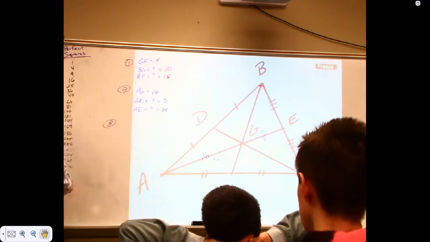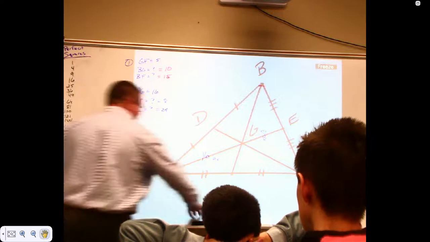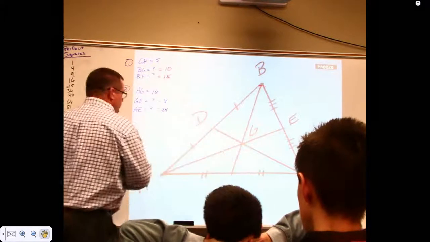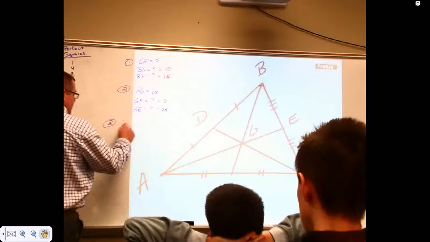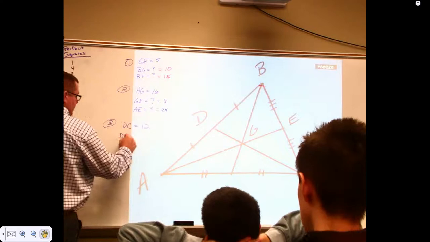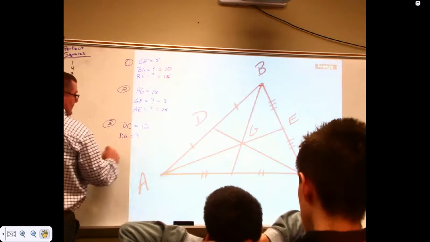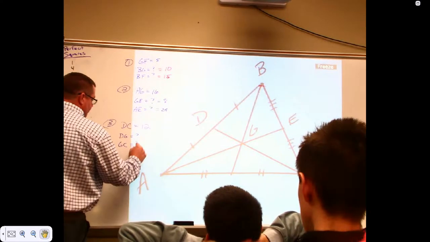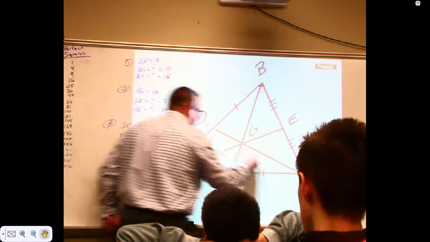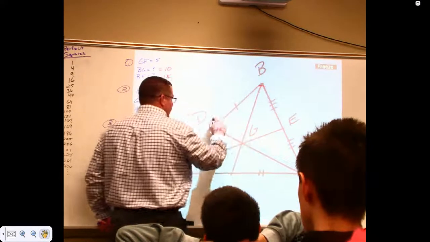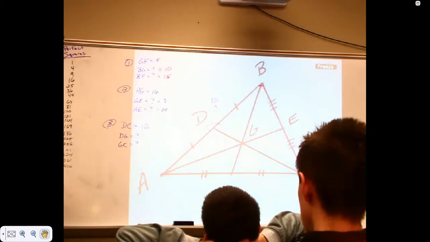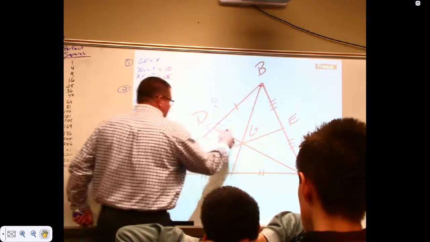This is the one that messes with people. Say I said DC is equal to 12. Find DG and find GC. Now, what did I say? DC was 12. So I'm saying the whole thing is 12. Remember I said if this is X, this one's what?